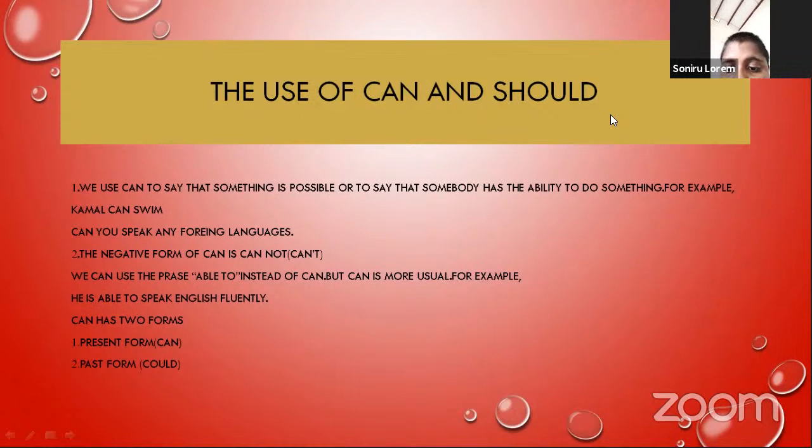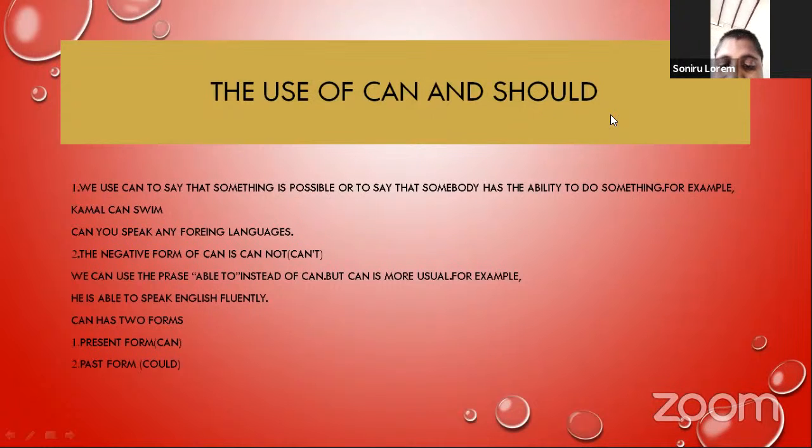Instead of can, we can use the phrase able to. For instance, we are able to speak English fluently, or we can just say we can speak English fluently. That means we can use be able to instead of can, because there is only the same meaning in it.